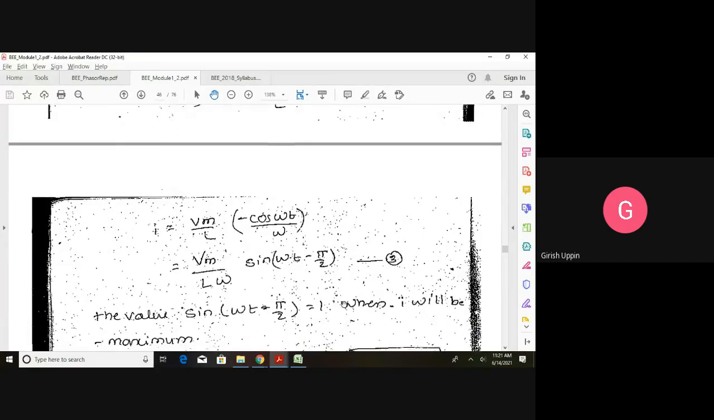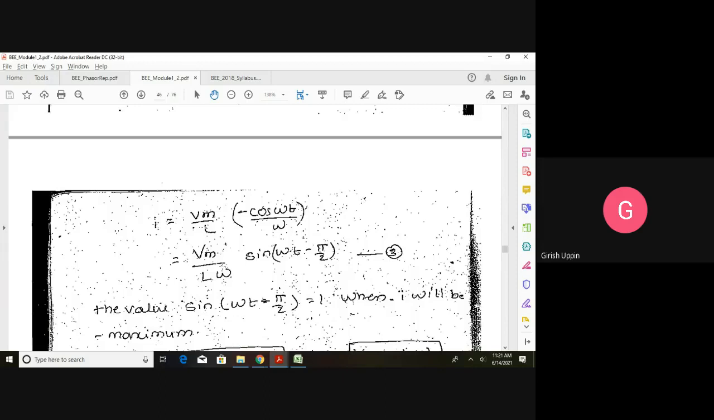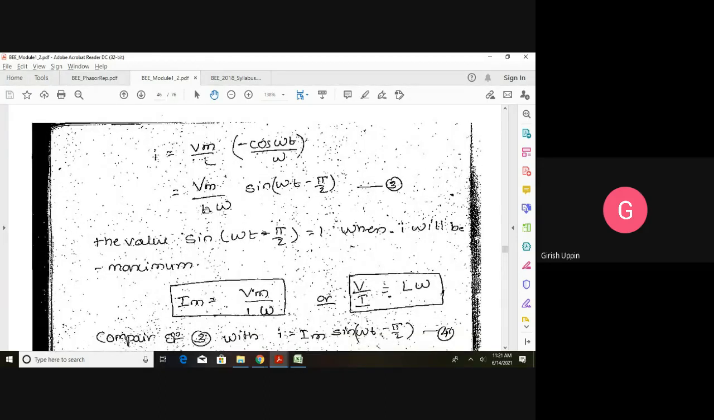And what is the maximum value that sine takes? The sine will take a maximum value of 1, whenever this angle becomes 90 degrees. So when the sine value is 1, whatever value we get is the peak value for the current. Therefore, this Vm by L omega is nothing but Im, the maximum value or the peak value of the current. Therefore, Im is equal to Vm divided by L omega.